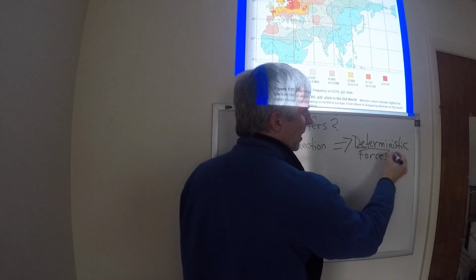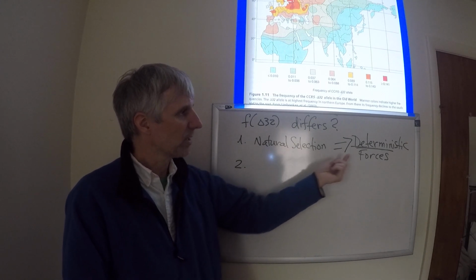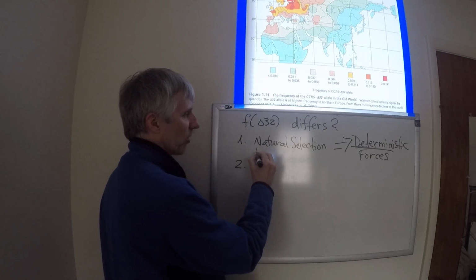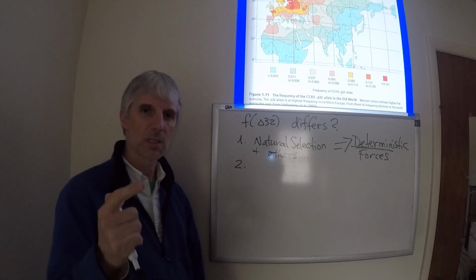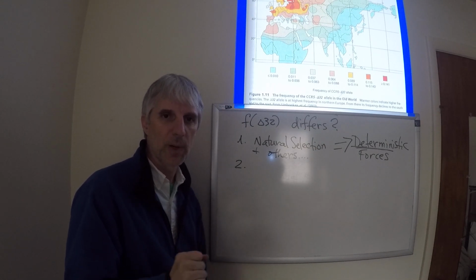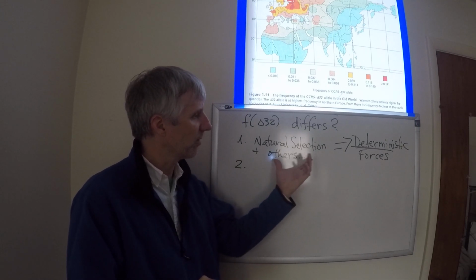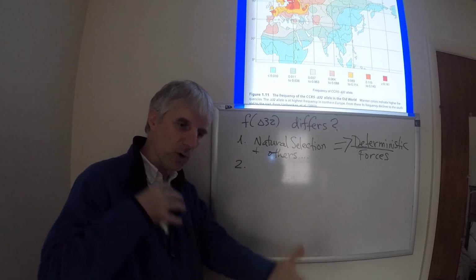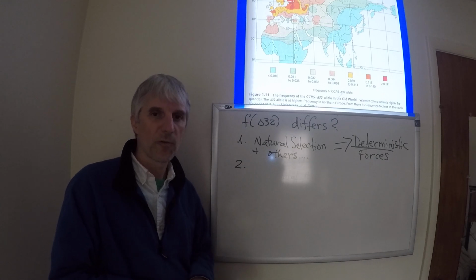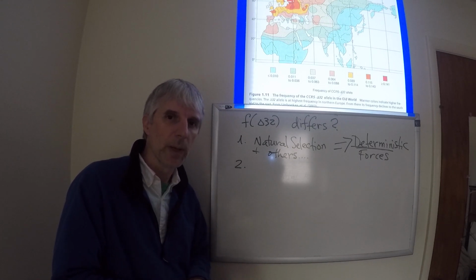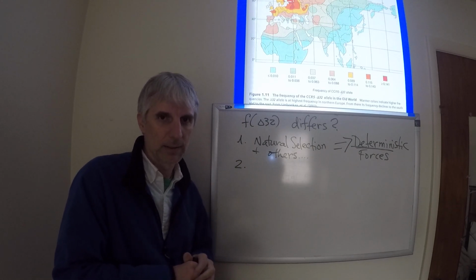Deterministic means it can be determined, it can be predicted. Natural selection is one of these deterministic forces. There are other evolutionary forces that, like natural selection, are deterministic. If you tell me what the frequency is now, you tell me something about the regime under which these forces are operating, and I can predict what the allele frequency will be at some point in the future. It's very easy to determine because these forces are working in a deterministic way.